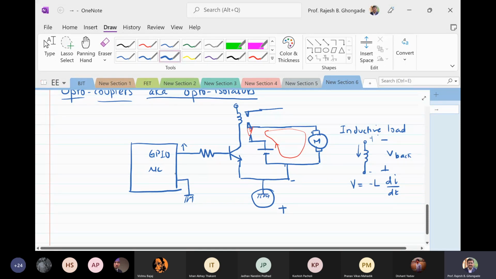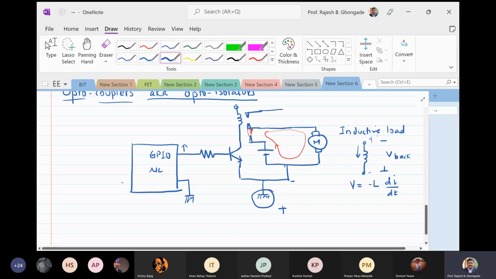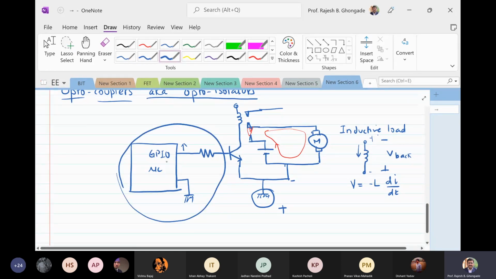This is one reason. Inductive kickback or back EMF gets coupled to this system, and it may destroy this microcontroller, which is very sensitive to voltages, because this voltage can be very high. It depends on the rate at which you are switching the current. So while switching the motor on and off, these kinds of inductive kickbacks will be coupled back to the system, and this will be very dangerous. Your microcontroller may get destroyed permanently.